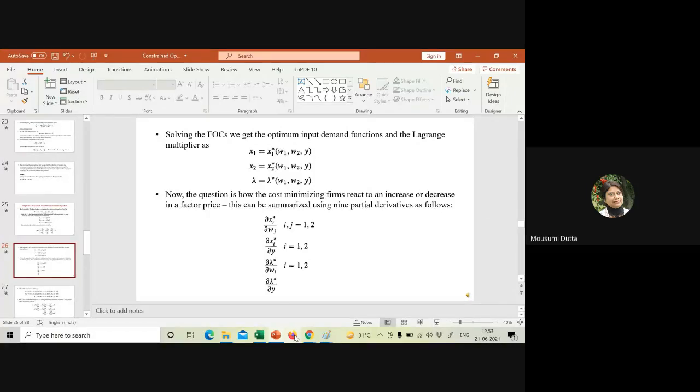Okay. When we consider x1, x2, w1, w2, there will be 4 derivatives. From the second one, that is del xi star by del y, 2 possible derivatives, del x1 with respect to change in y, del x2 with respect to change in y. So first 4, then 2, 6. And then with respect to lambda, we can find a derivative with respect to w1, w2. So 2 derivatives are there. So 6 plus 2, 8. And we can take derivative of lambda with respect to y. That will be the 9th one. So 9 possible comparative statics we can discuss. So up to this, any question?